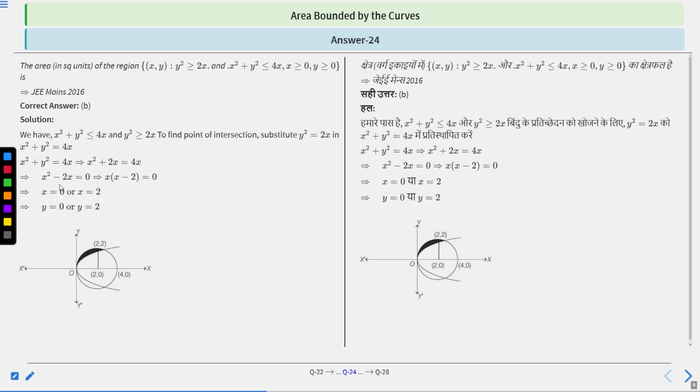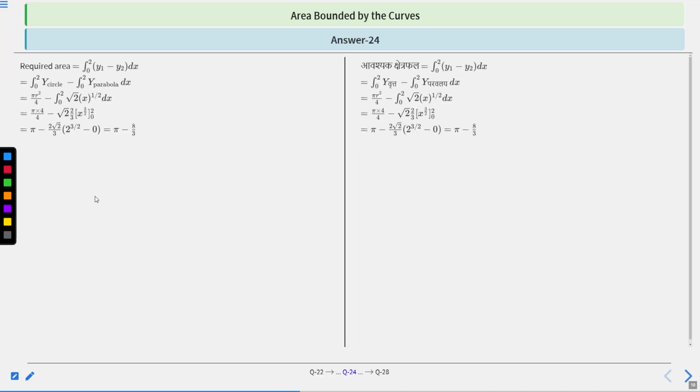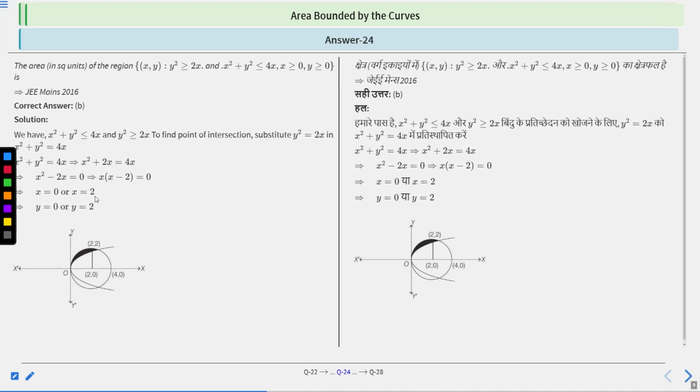Clear? And now after solving, we will get x² − 2x = 0. Therefore, x(x − 2) = 0, so either x = 0 or x = 2. Therefore, y = 0 or y = 2. These are the points of intersection: (0, 0) and (2, 2). So the required area will be the integration from 0 to 2 of (y₁ − y₂).